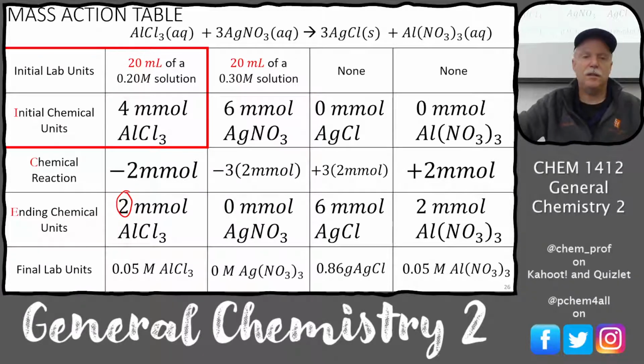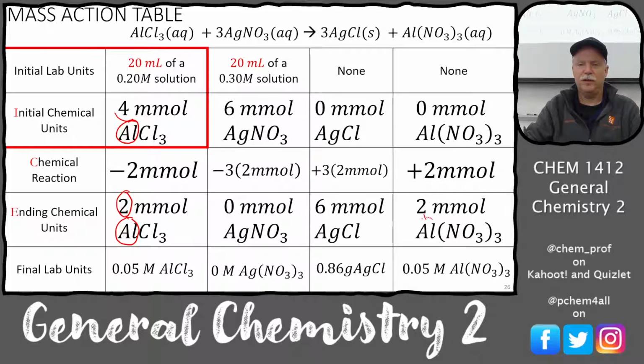Okay, so let's just look at some of the things that we see here. Notice we started out with 4 millimoles of aluminum. So let's follow the aluminum for a second. After the reaction, we have 2 millimoles down here, but we also have 2 millimoles over here. So the aluminum hasn't been lost, it's just moved around. So it still adds up to 4.